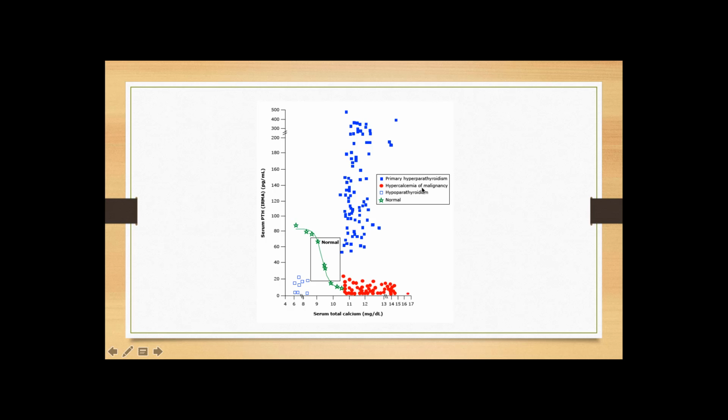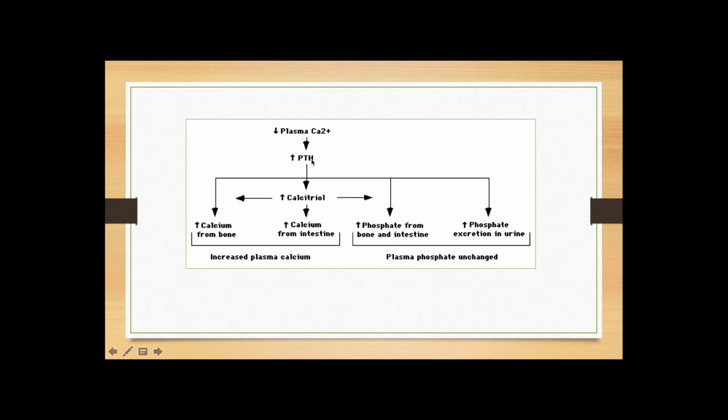Patients with hypercalcemia of malignancy don't have high PTH levels, but they have very high calcium levels, and PTH drops. And people with hypoparathyroidism, who have some destruction in the parathyroid gland, have very low calcium as well as very low parathyroid hormone levels. That's what this graph shows, but we'll talk more about all of these causes in a second. This is the effect of calcium on parathyroid, and the effect of parathyroid hormone and calcitriol on calcium and phosphate metabolism. But I will just move on to the next one real quick.